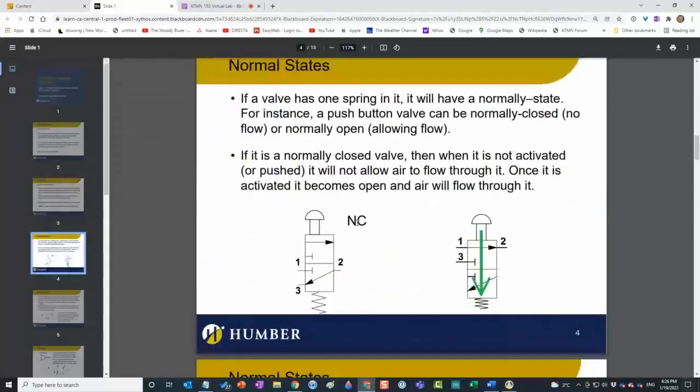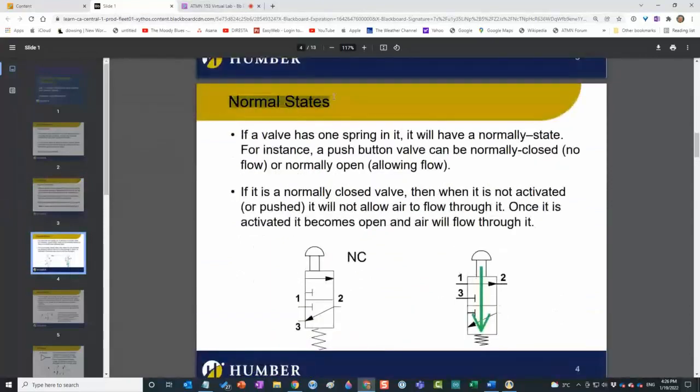Now, just like switches, we also have what are called normal states. As I taught you guys in 110, anything with a spring on it has a normal state. So some valves, not all valves, have springs in them, just like switches.